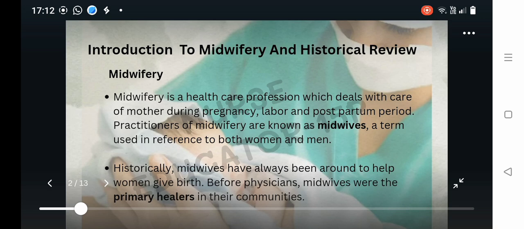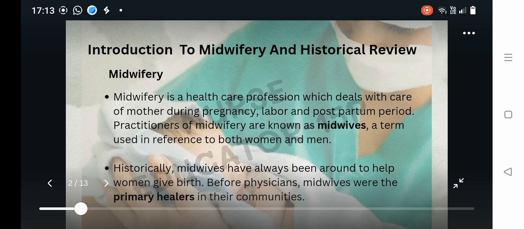Here a midwife is the person who is caring for the mother during pregnancy, in the prenatal and antenatal visits. She cares for the woman during labor, at the time of delivery, and also after the delivery in the postpartum period. The practitioners of midwifery are known as midwives. For both women and men it is referred to by the same word.